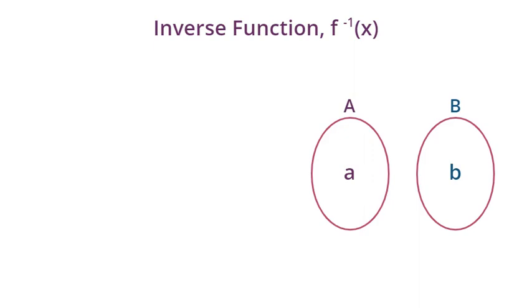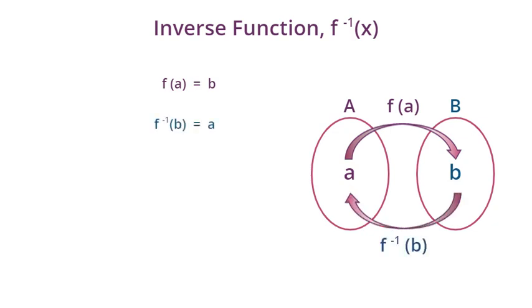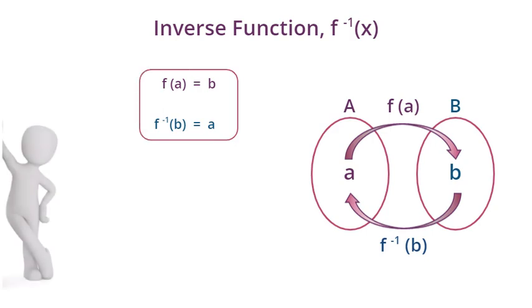If a function, f, maps elements of the set A to the set B, then its inverse, f to the -1, maps the elements in set B back to set A. Notice the difference in notation for the function and its inverse.